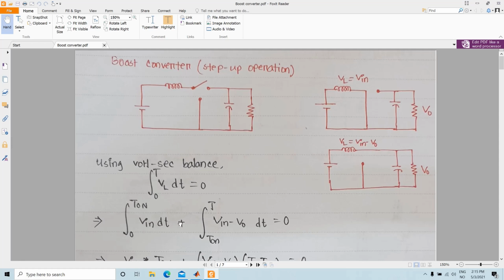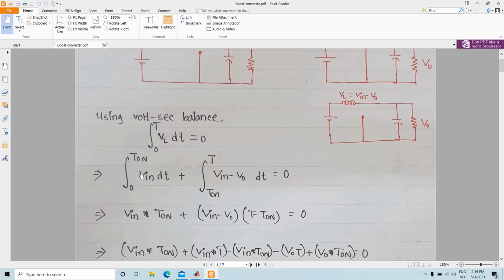And in the second stage, when the input voltage and the inductor are connected to the output, at that time our inductor voltage, or VL, is basically V in minus V out, and that limit is from t on to T. So if we do the integration, then we come up with this equation: V in multiplied by t on plus V in minus V out multiplied by T minus t on, which equals 0.